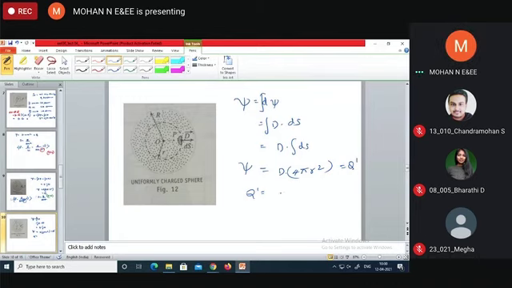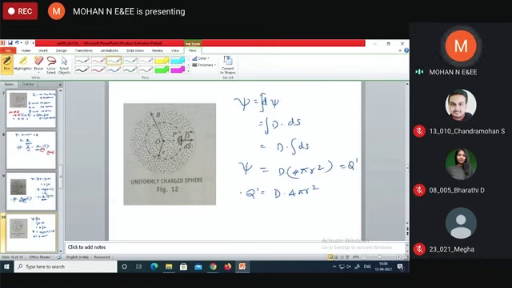It is given by D into 4 pi r square. So this is what we have taken to be, and this D and this Q dash, which are equal.